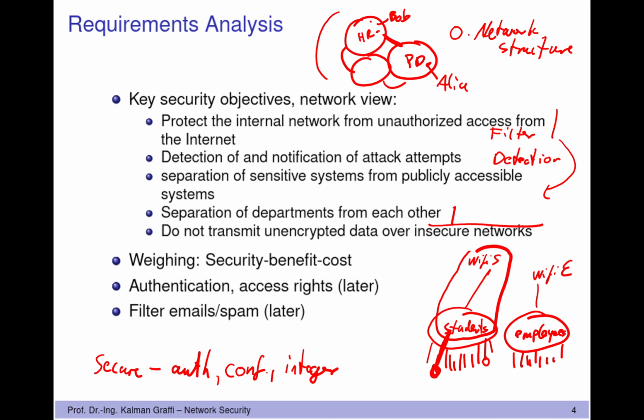That means that you have a signature, or you have this hash-based message authentication code, so that you have the 3 elements. That's then secure. So we will basically look into these elements. It's also written here very tiny, weighing secure benefit costs.